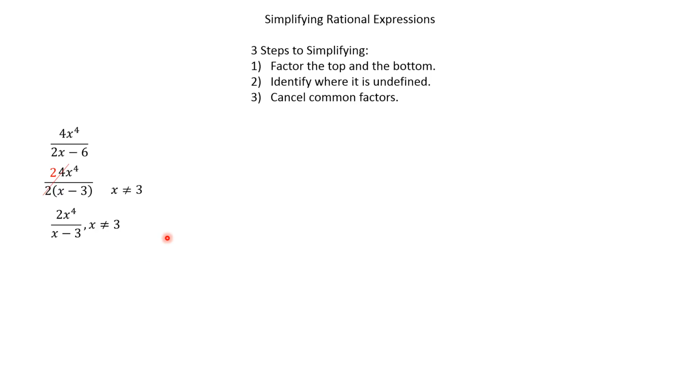Let's look at one that's a little bit more exciting. This will have more factoring. 6x squared plus 13x minus 5 divided by 6x squared minus 23x plus 7. We're going to factor the top and the bottom separately, so we can get our 2 sets of parentheses. What times what equals 6x squared? What times what equals negative 5 and 7? Things like that. So factor the top and the bottom separately.